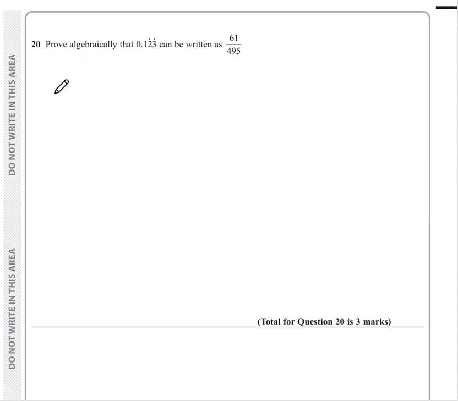Question 20. Prove algebraically that 0.123 recurring can be written as 61 over 495. So this is going to be 0.1, and the 2, 3 is going to be the recurring part. So it's 2, 3, 2, 3, 2, 3. The process to do this: let x equal 0.123 recurring. We need to line up our recurring 2 3s so that we can subtract them from each other. That will turn it into a nice round fraction.